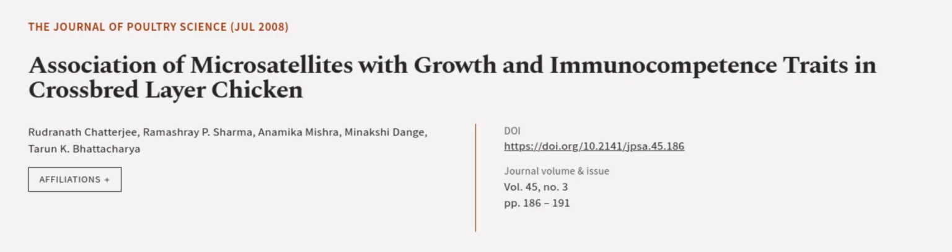This article was authored by Rudranath Chatterjee, Ramashray P. Sharma, Anamika Mishra, and others.